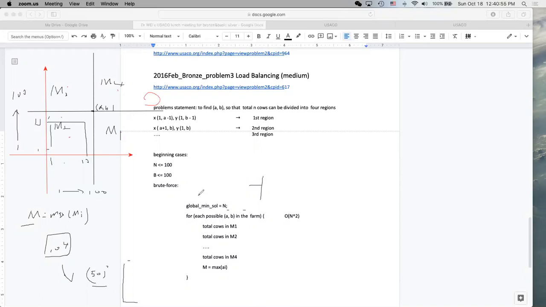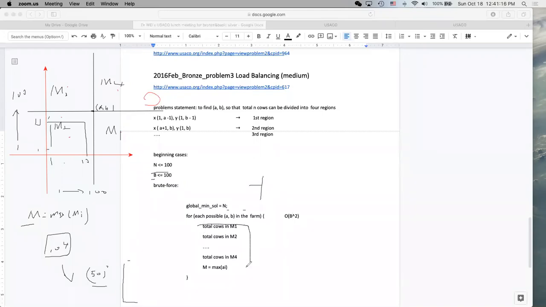And then when you actually count, it's a b. This ends the number of cows. Actually, this is b square, because the maximum range is defined by this b. So this is b square. As for the beginning cases, it is 100. So 10 to the power 4 is nothing, right?